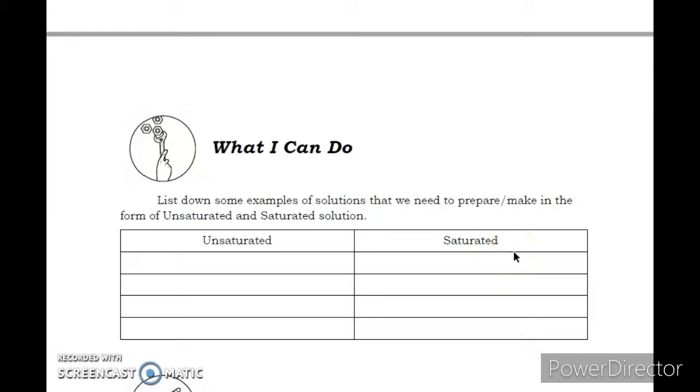Paano natin nasabi na saturated? So, using our common sense, alam naman natin, pag nag-add ka ng 10 kutsara ng asukal sa kape, so probably merong asukal na hindi na kayang tunawin. So, mananatili lamang siya sa nagsisettle sa bottom ng tasa. So, that is an example of saturated solution. So, list down at least 4 examples for each.